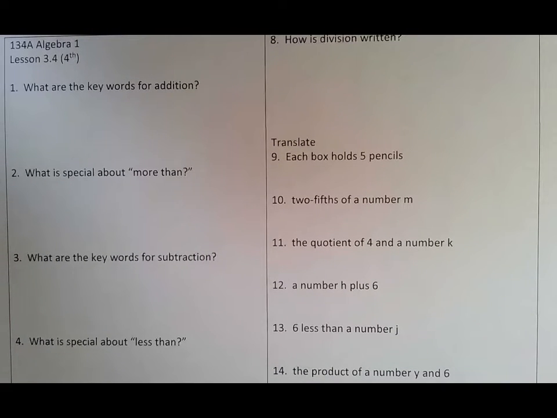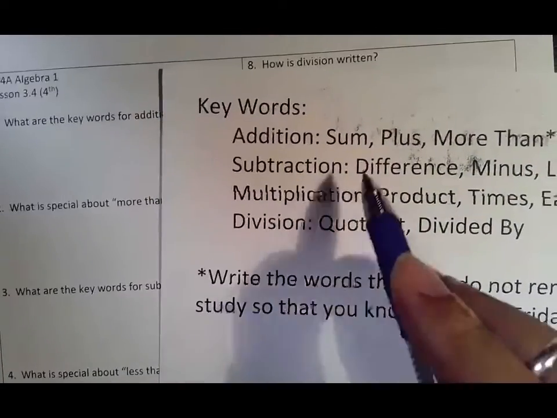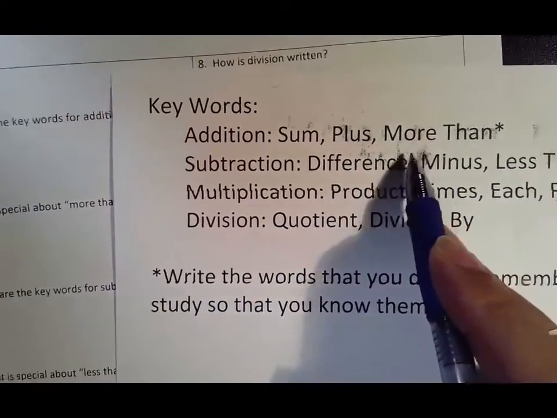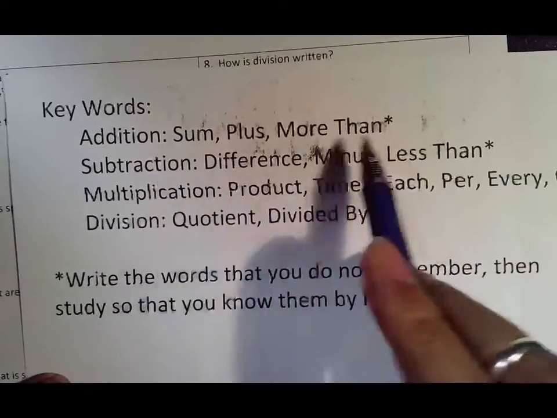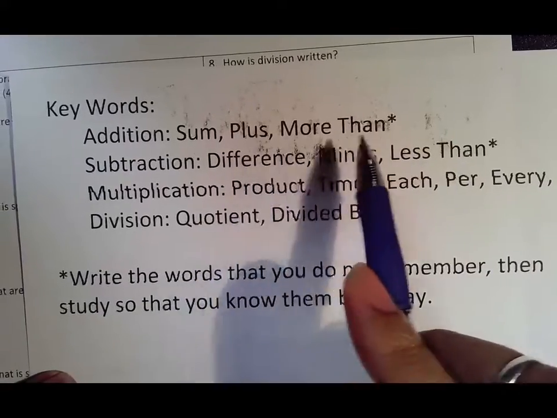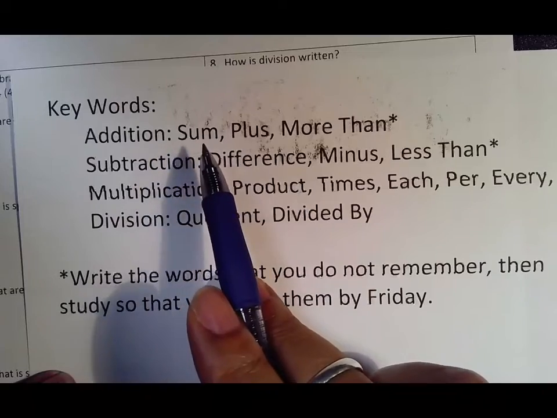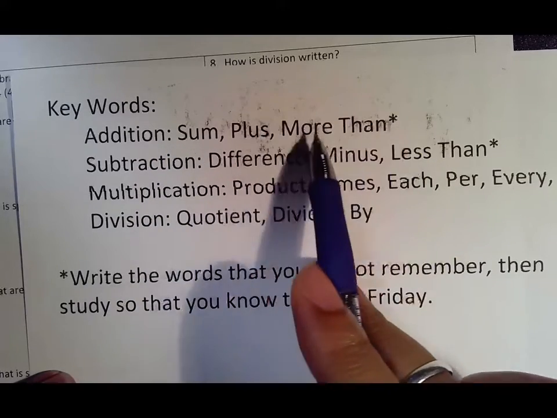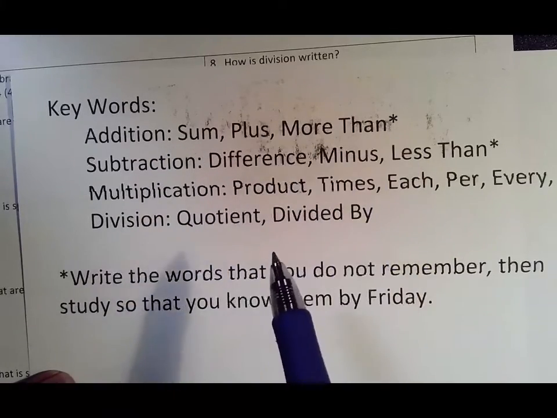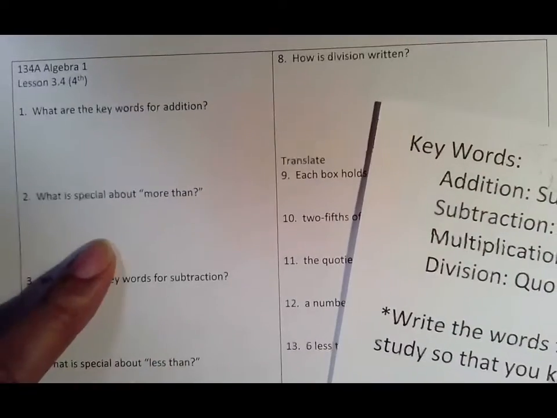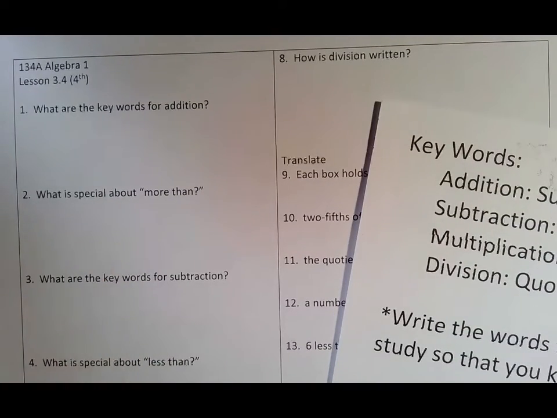Keywords for addition, again, I'm not going to write them. I will just simply go here and make sure we see sum, plus, more than. Don't forget, and yeah, my printer messed up because it's tired of printing this sheet out every single day. It doesn't think that I should have to print it out for anybody that's seen it this many times. Sum, plus, more than. Remember that the asterisk is by more than because that switches. So more than, the reason why it's special, order switches.